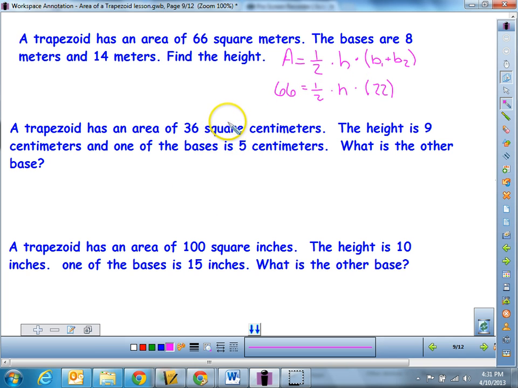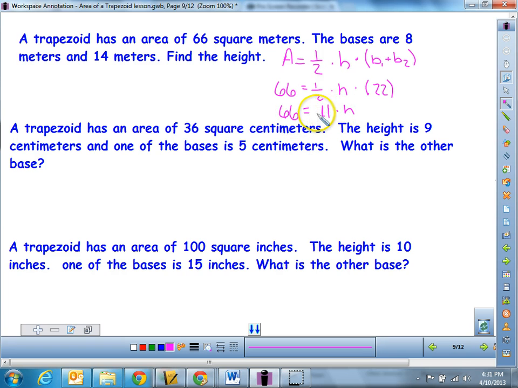So we need to work backwards. Let's do this. 1/2 times 22. We can rearrange these. Remember, order doesn't matter in multiplication. So let's leave our 66 here is equal to, what do we get when we take 1/2 times 22? 11 is what you should have had, times h. So 11 times h. Half of 22 is 11. 11 times h equals 66.